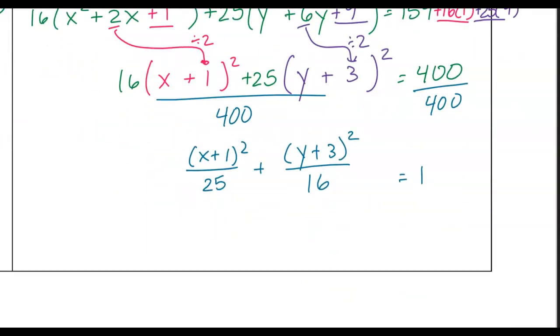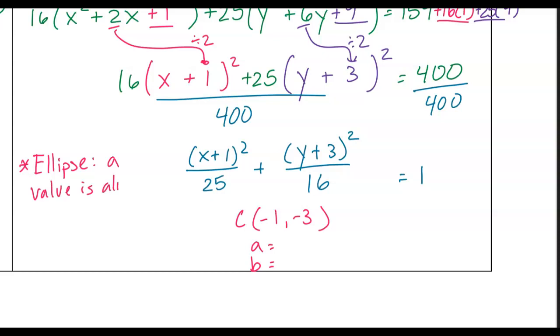So, knowing all this, where is the center of this ellipse? Yes, -1, -3. And remember, for an ellipse, the a value is always the bigger denominator.